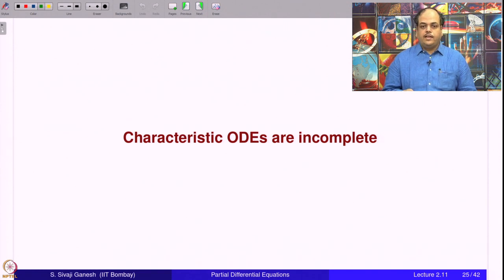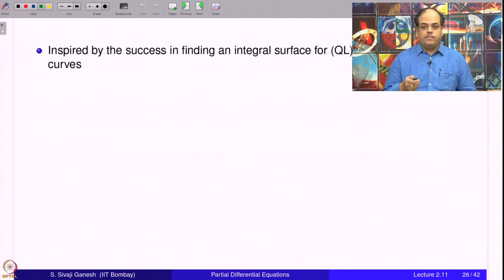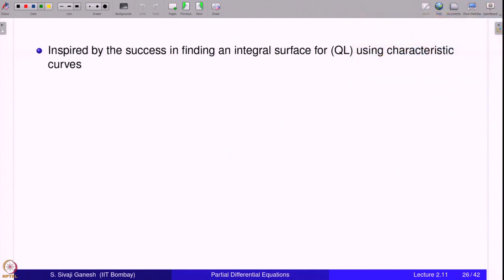Now, we have to look at the characteristic ODEs. We are going to say they are incomplete. We will see why. Inspired by the success in finding an integral surface using characteristic curves, we hope to repeat the same for GE also. In QL, we were successful, so we hope the same thing happens for GE as well.